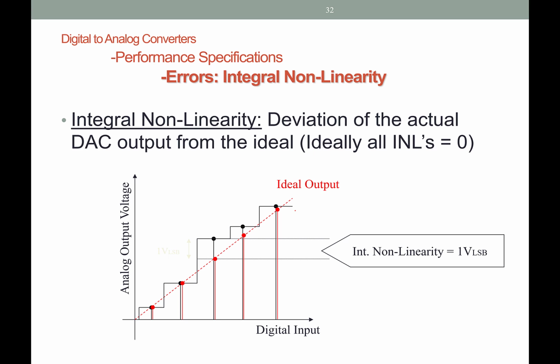Here's the integral nonlinearity. Again, this is basically saying this is the deviation of the actual DAC output from the ideal, and you would hope that it's 0. But this is just showing that ideally we expect to be along that line, and it's not doing that. We have this nonlinearity of 1 VLSB, and here it's trying to show that right there. It's a little hard to see in this slide, but it's off. So that's again a problem.